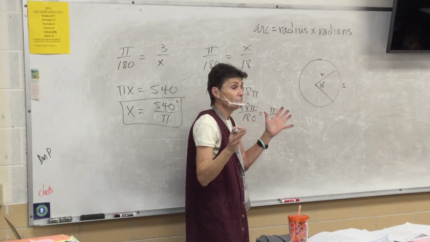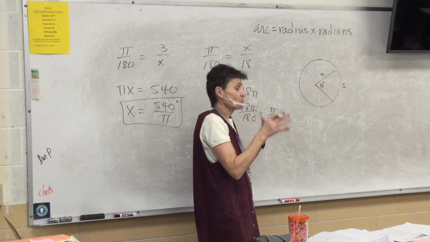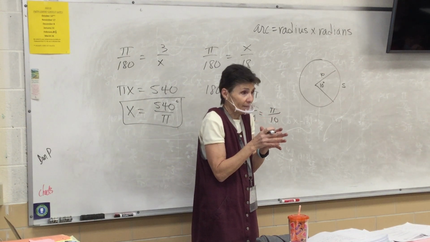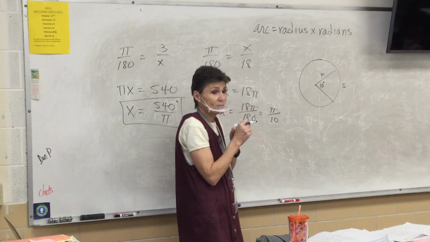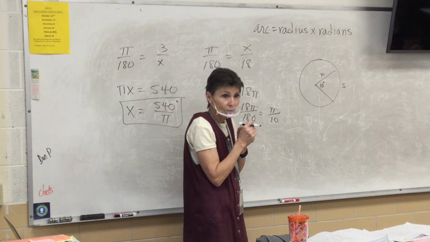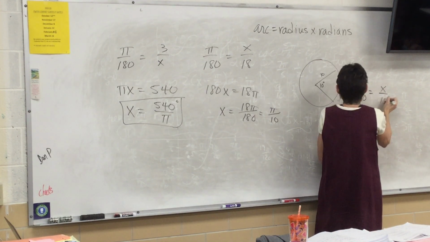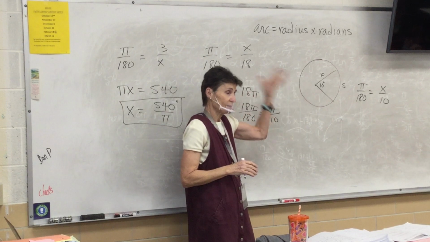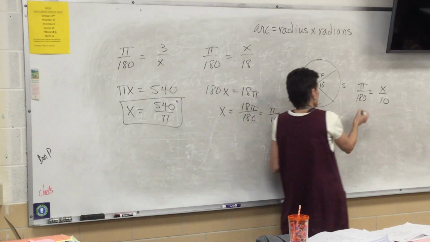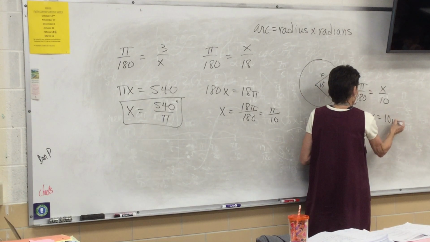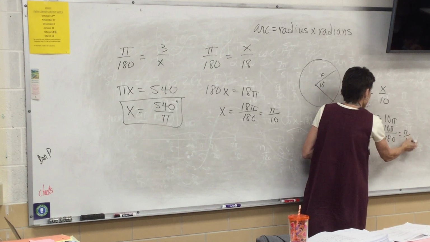Okay, so it's a trick problem because a lot of people just memorize, okay, I take the radius times the angle. That's what you do, but the angle has to be in radians. So we can't do this problem until we change 10 degrees into radians. So pi over 180 equals x over 10. We just did that with a different angle. You're changing a degree measure into a radian measure. So 180x equals 10 pi, and x equals pi over 18.